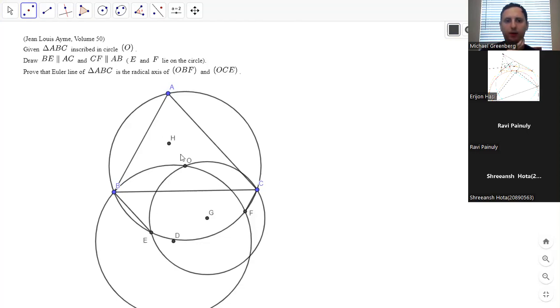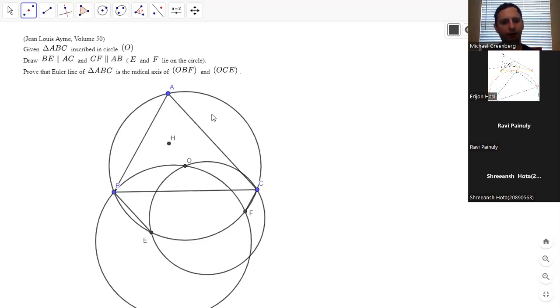I don't know if we could show OH is perpendicular to DG. Or maybe we could draw the centroid, because the centroid lies on the Euler line. The 9-point center lies on it. I don't know if those would help. So any one of those, really, we want to show they have the same power with respect to those two circles.